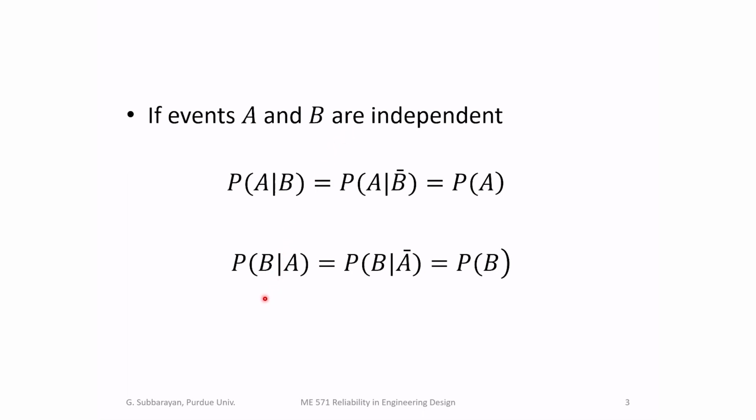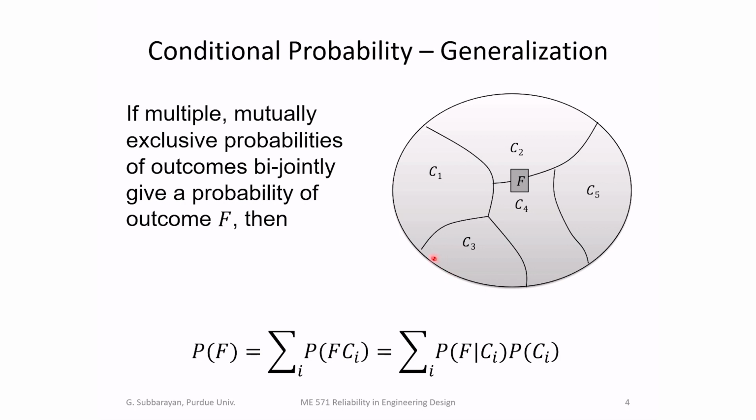And similarly, if A and B are independent, the probability of A occurring or not occurring has no effect on the probability of B occurring. Therefore, the probability of B given A is the same as the probability of B given A complement, and that's equal to the probability of event B. Now we can generalize the conditional probability statements that we've seen so far for a situation that we see very often in practice.